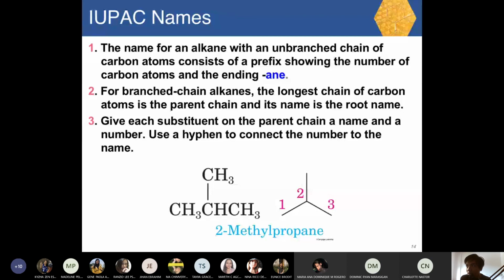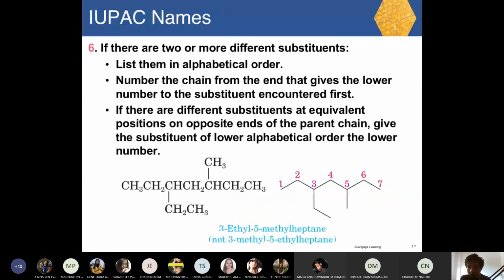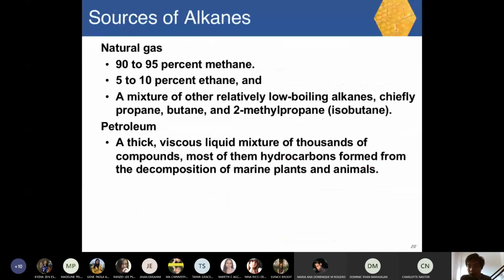Okay? So, yun lang. Name the parent. Then, name the substituent. Assign the numbers, always the lowest combination, and so on and so forth. Yeah. Ngayon, last two slides na lang tayo to end this class. Saan ba nakukuha yung alkanes? So, our alkanes can be obtained via two sources.